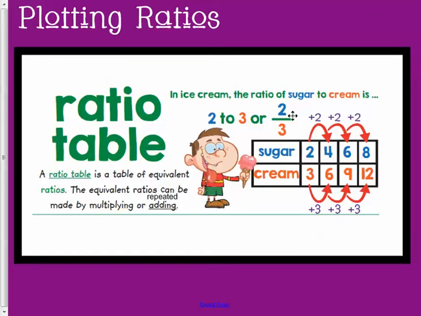So this is like taking this 2/3 and multiplying both of them by 1 and getting 2/3, multiplying both of them by 2 and getting 4/6, multiplying both of them by 3 and then by 4, and if you wanted to continue it on and so forth.